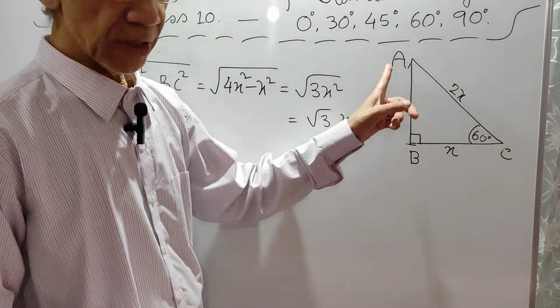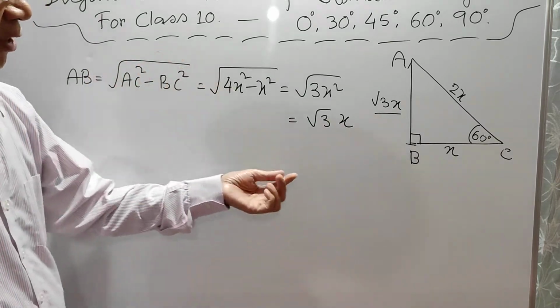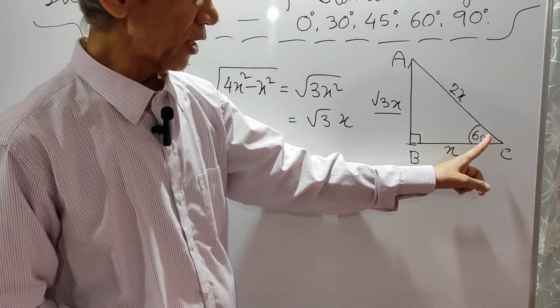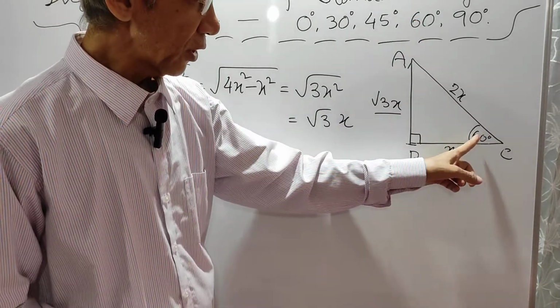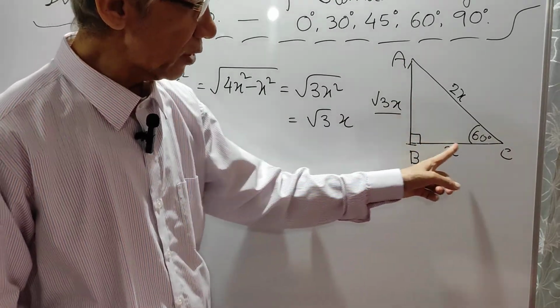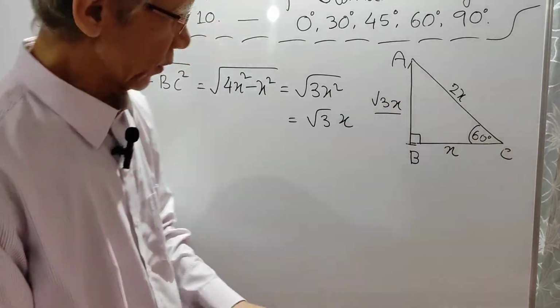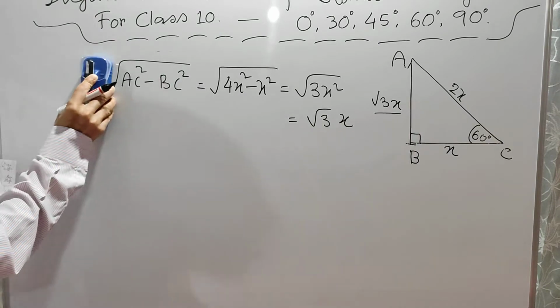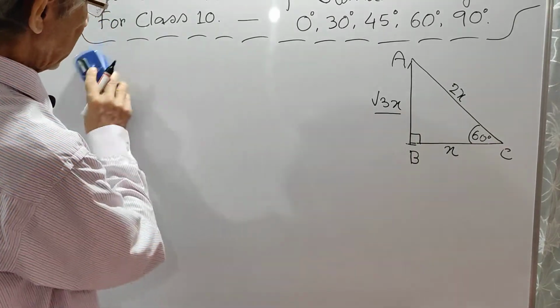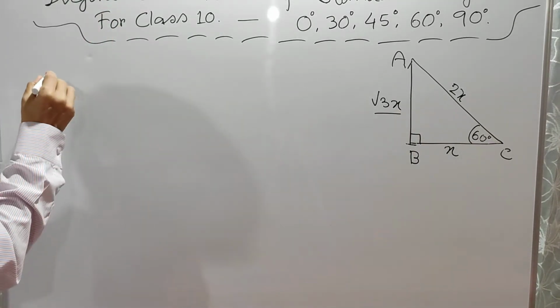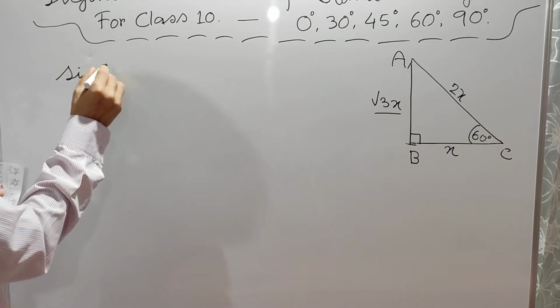So we have got all the three sides. Now we can go to find the trigonometric ratios of 60 degree. So this angle 60 degree is under consideration. So as I told you before, this is the opposite side, this is the adjacent side, this is the hypotenuse. Now let us find out one by one, sine 60 degree, cos 60, etc.